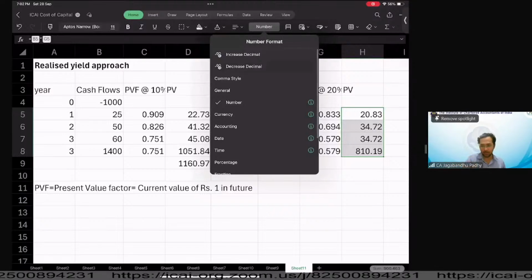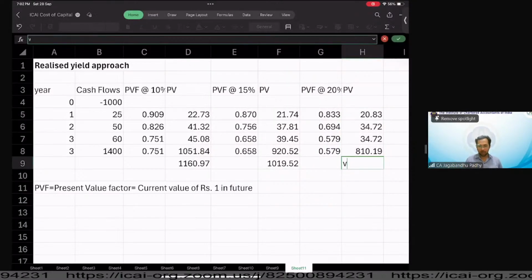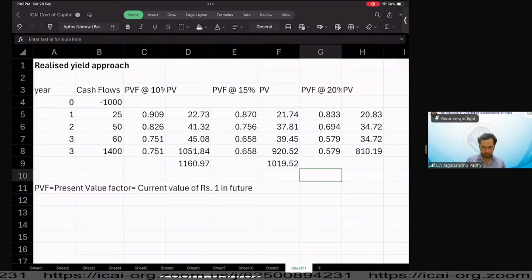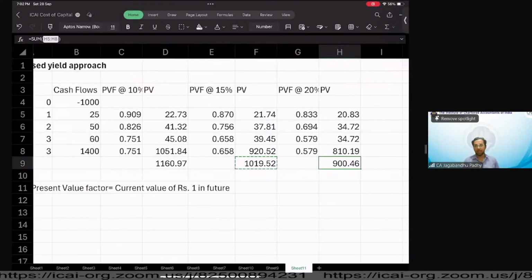This comes out to be totaling to 900.46 or 899. There may be some rounding error. That's okay. Some rounding error is possible. That is fine. No problem.